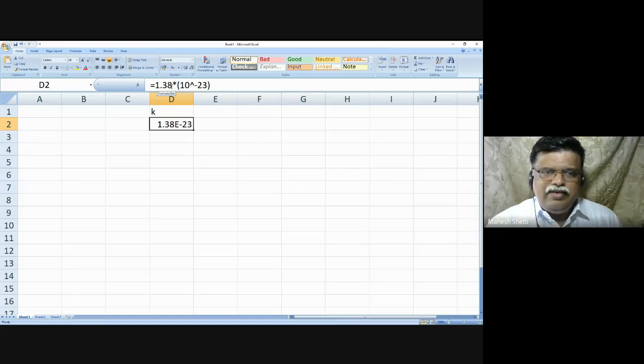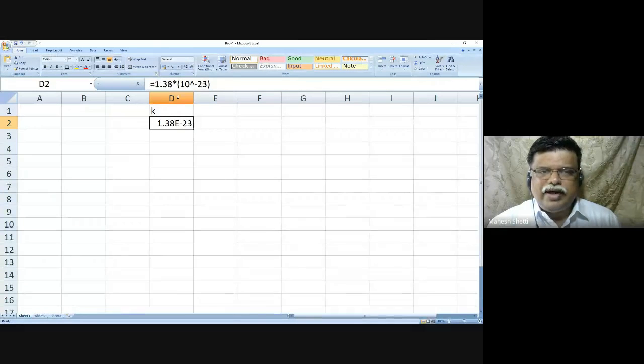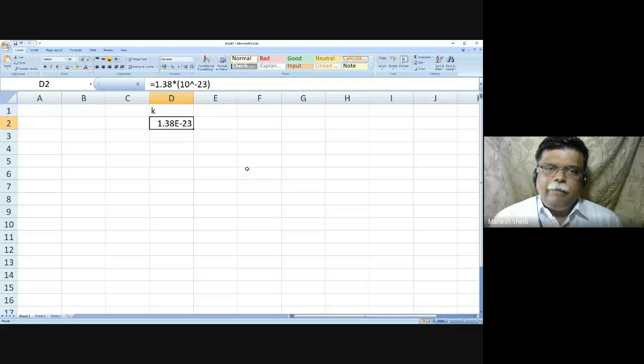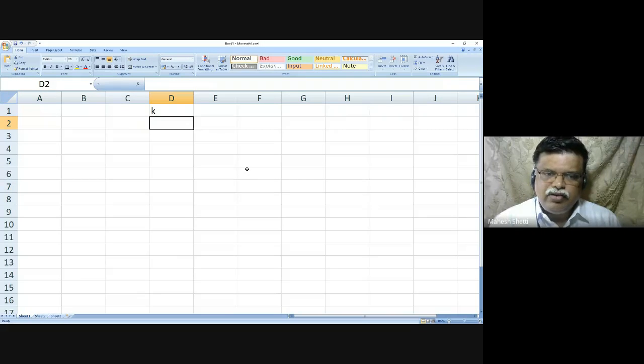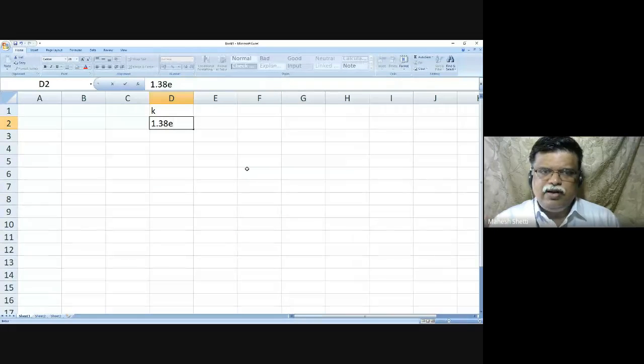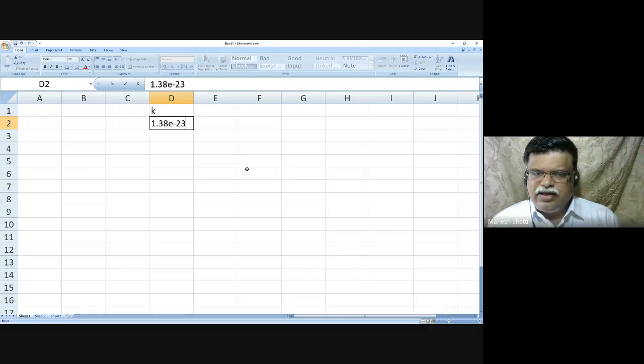Then whenever you want to square, you will have to put an extra bracket around that and take a square of that. The better way of writing is in scientific notation. So straight away write 1.38 E minus 23. E stands for exponent, which is power of 10. This is not e raised to minus 23; this is 10 raised to minus 23. E only indicates that the next part is the exponent part, the power of 10 part.